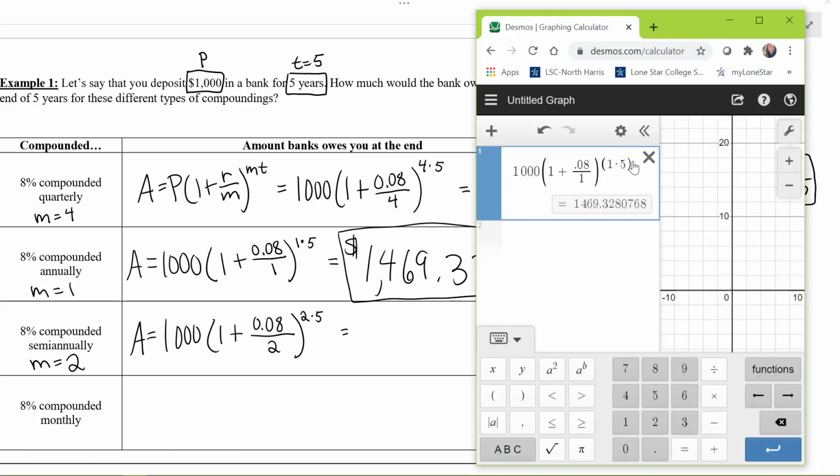I've already typed all of this in again, so I'm just going to switch out the 1 for a 2. I get $1,480.24. The third number after the decimal is between 0 and 4, so it's going to keep the number in front of it the same. So $1,480.24.